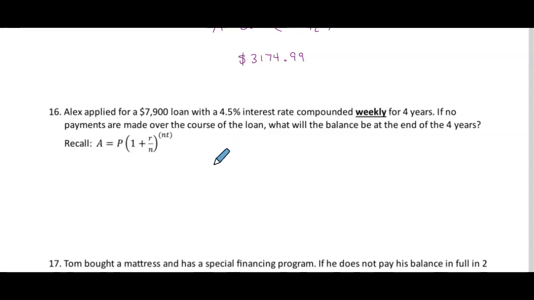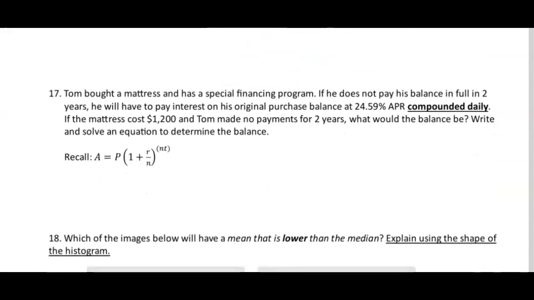So for 16, I don't know the account balance again. It starts at $7,900. It's 1 plus 0.045. And then it's weekly this time. So that means 52 because there's 52 weeks in a year. We take 52 weeks times 4 years. Okay, type all that up. And you should get $9,457.28. All right, that's 16. Let's go to 17.